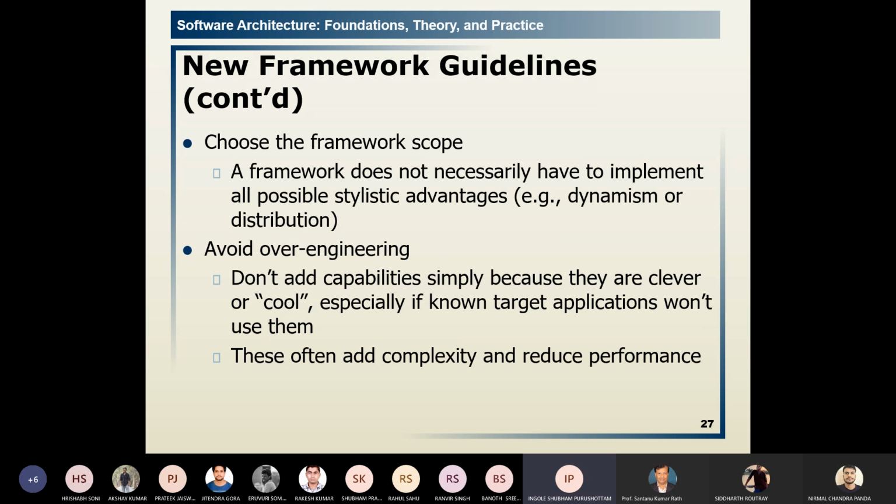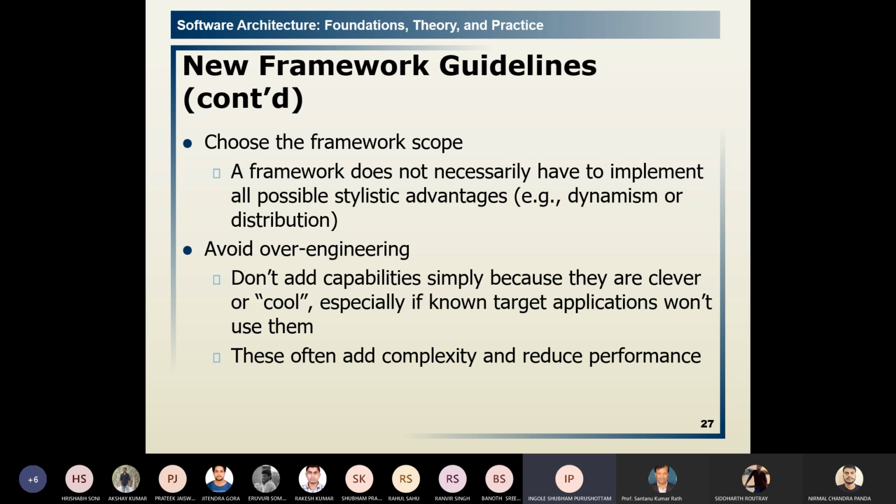So the next point is choose the framework scope. A framework does not necessarily have to implement all possible stylistic advantages, for example dynamism or distribution. So our framework does not need to implement all the possible stylistic advantages.